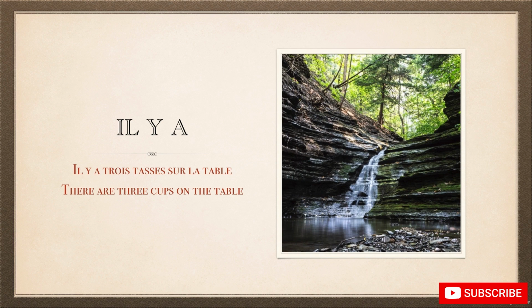And then finally, il y a. Il y a trois tasses sur la table. There are three cups on the table. Il y a, which can either mean there is or there are. In French, there's no distinction. So it's all try and memorize and practice using those expressions because they are very important, and you'll hear them pretty often in the French language.